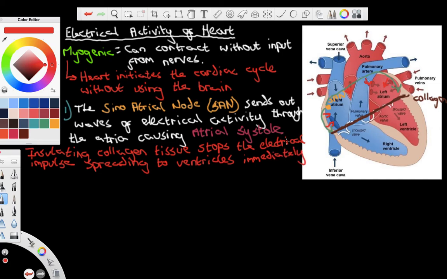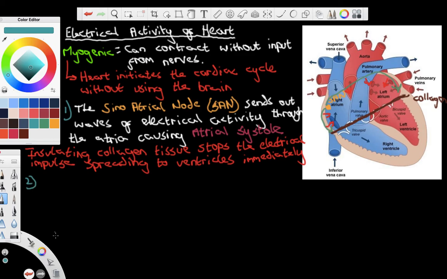If we think about this in reference to our cardiac cycle, this keeps the atria contracting, but the ventricles relaxing. This is our atrial systole, ventricular diastole. Okay. Now, what happens is eventually the electrical activity hits the atrioventricular node, or the AVN.